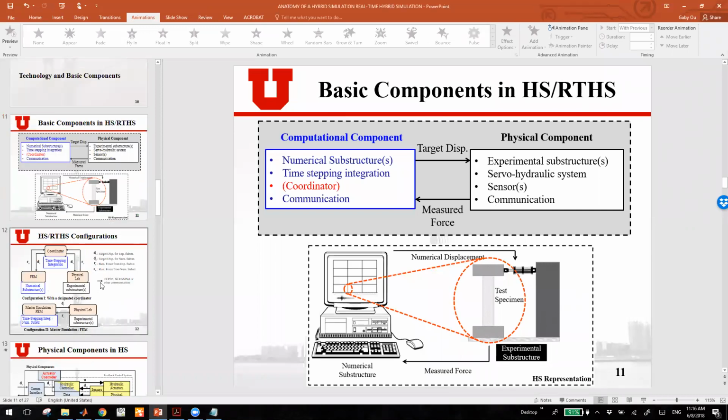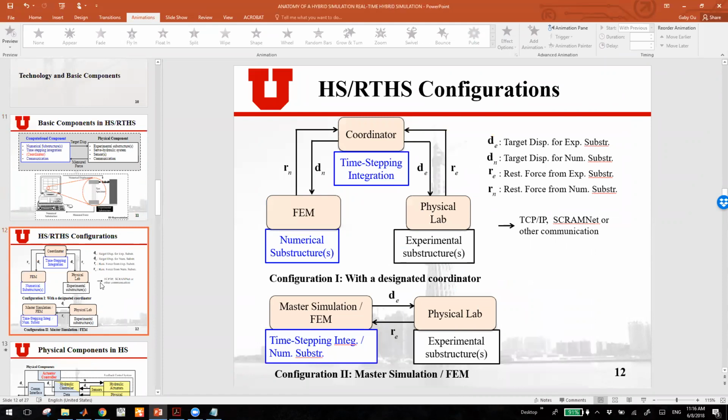So this here is the configuration of hybrid simulation and real-time hybrid simulation. And as I mentioned before, sometimes the coordinator is involved and sometimes it isn't. Basically, we take the coordinator and the finite element model together as the numerical substructure. It will provide the experimental displacement, we send it to the experiment substructure, and we have a restoring force measured from the physical lab and sent back to the computational part.